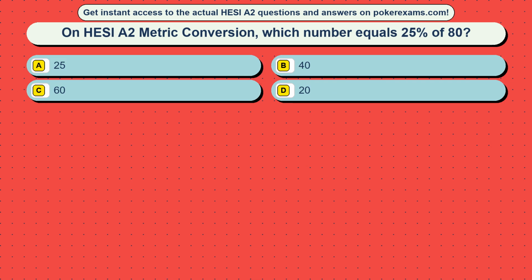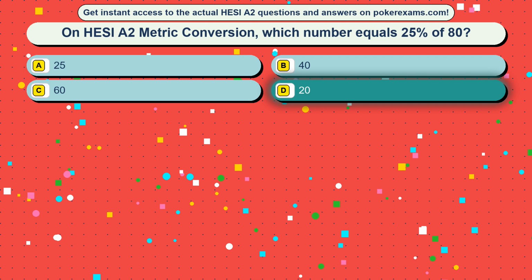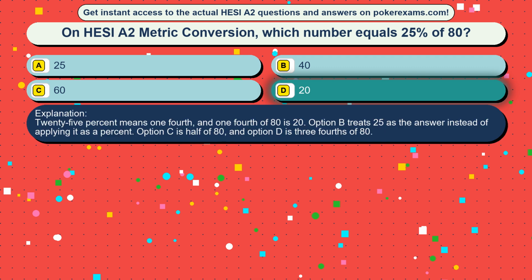Question 34. On HESI A2 metric conversion, which number equals 25% of 80? Option A, 25. Option B, 40. Option C, 60. Option D, 20. The correct answer is option D, 20. 25% means 1/4, and 1/4 of 80 is 20. Option B treats 25 as the answer instead of applying it as a percent. Option C is half of 80, and option D is 3/4 of 80.